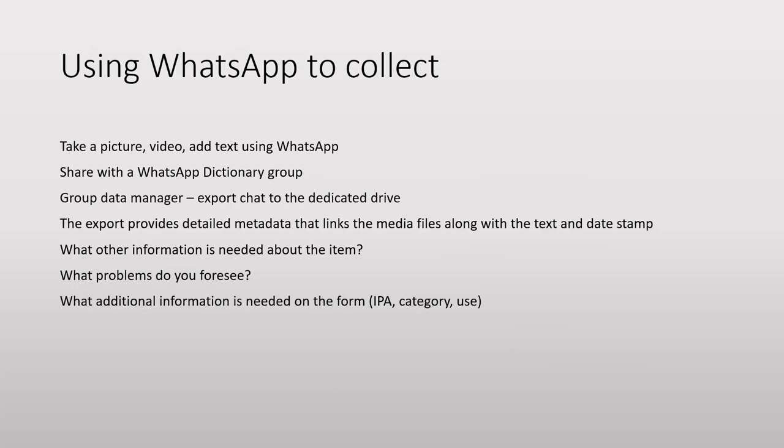or tell them to use their phones to take a picture or a video or to type, to text something interesting that they notice in their day-to-day lives, a tree, a plant, a type of fish, and to then say something about that. What is it called? How is it used? And to then share that with the group. That shared item then will be received by somebody who's the data manager of that group. And that data manager can then export that chat and put it in a dedicated drive.